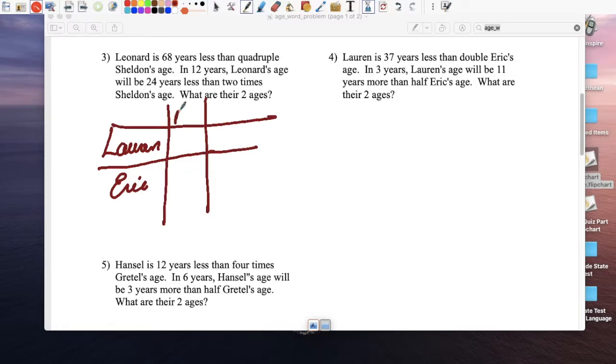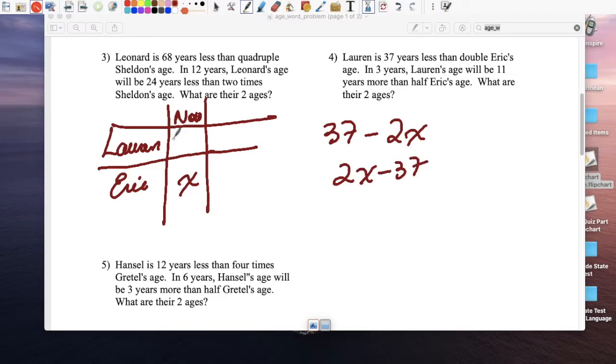So here's now, again, where Lauren is described in terms of Eric. So Eric will be, let's not use E, please. I'm going to use X. All right, or Y. It's much better than E. 37 years less than double Eric's age, which you use X. Again, we're going to switch that out. So Lauren is 2 times Eric's age minus 37.